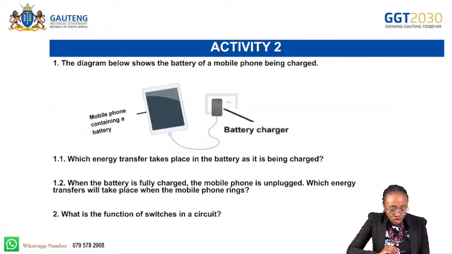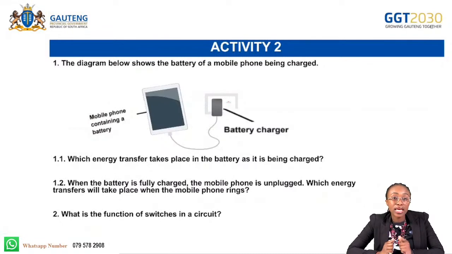1.1. Which energy transfer takes place in the battery as it is being charged? 1.2. When the battery is fully charged, the mobile phone is unplugged. Which energy transfers will take place when the mobile phone rings? Number 2. What is the function of switches in a circuit? Take 5 minutes to quickly do this activity. Then after 5 minutes, we are going to answer the questions together.